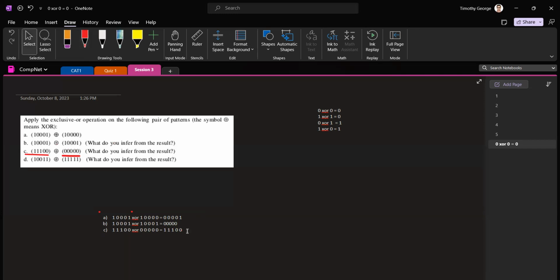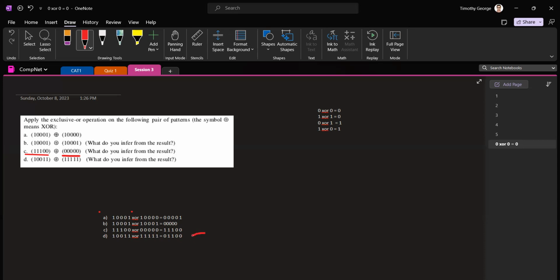And for the final one, you have 1 0 0 1 1 XOR 1 1 1 1. So what will it be here? 0, 1, 1, 0, 0. Right? So 1 and 1 is 0, 0 and 0 and 1 is 1. Is 1 is 1 and 1, 1, 0.